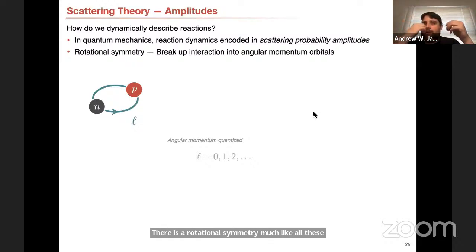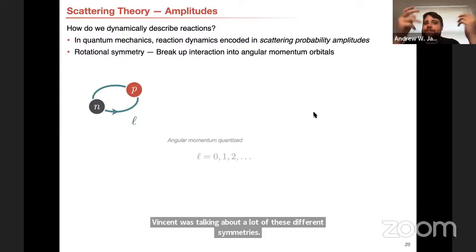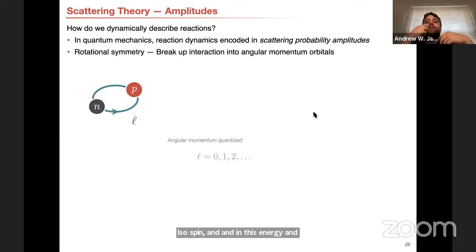Vincent was talking about a lot of these different symmetries, isospin, and there's energy and momentum coming from translational symmetry. All these different symmetries lead to conservation laws. One of the things we can do is use this rotational physics to simplify our analysis. A neutron and proton can orbit each other with some orbital angular momentum, which I'll call L here. And because it's quantum mechanics, orbital angular momentum is quantized.